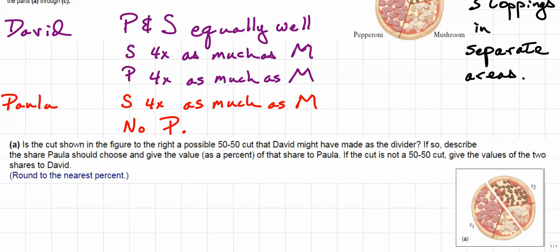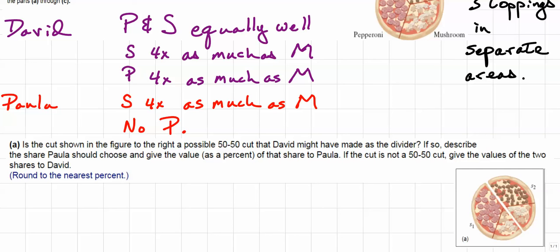we see that the cut shown in the figure to the right, is this a possible 50-50 cut that David might have made as a divider? If so, describe the share Paula should choose and give the value as a percent of that share to Paula. If the cut is not a 50-50 cut, give the values of the 2 shares to David.